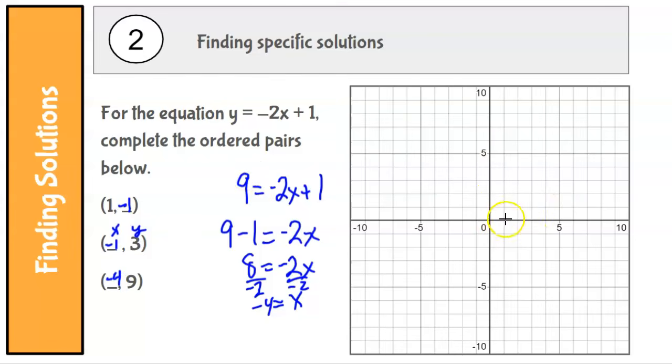And again, I can plot those. 1, negative 1; negative 1, 3; negative 4, 9; and it should fall on a line. And I just saw that my line was crooked, and I know this is supposed to be linear, and that's because I made a mistake in plotting my point. It's 1, negative 1. Now it makes a straight line. Excellent.